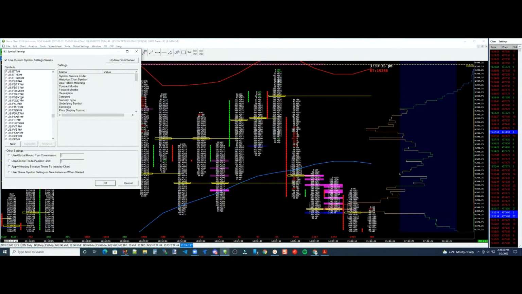I look at 50 or greater. I don't look at anything under 50. Anything under 50 is too much noise. So I'm going to find my symbol, come under my symbol, and look at the minimum market by order quantity, and you set it to whatever makes you happy. I recommend 50. Hit OK.